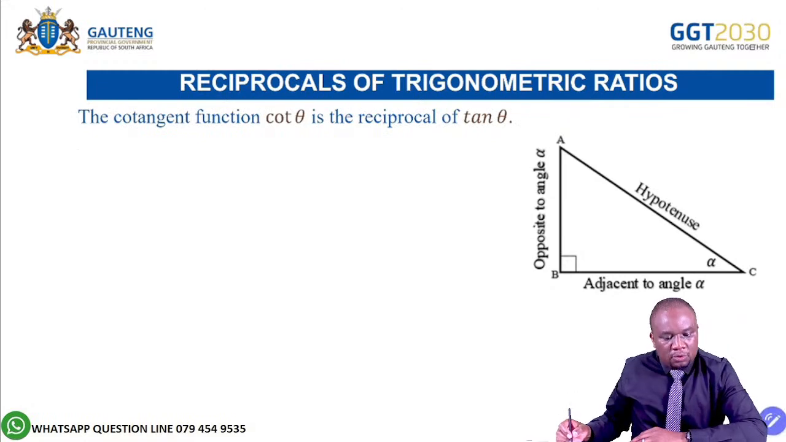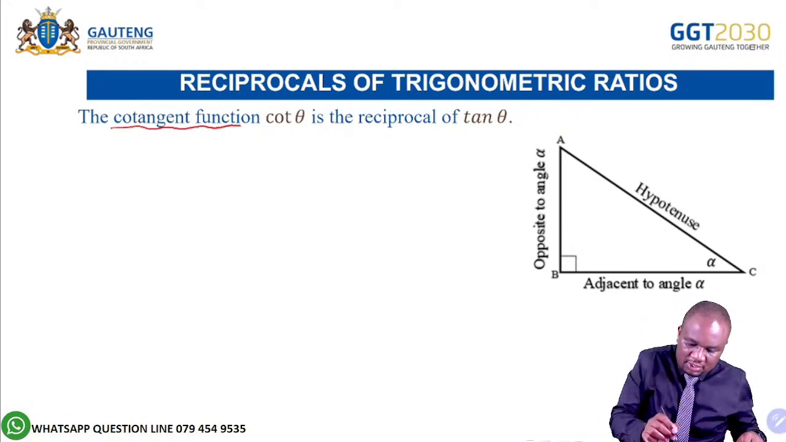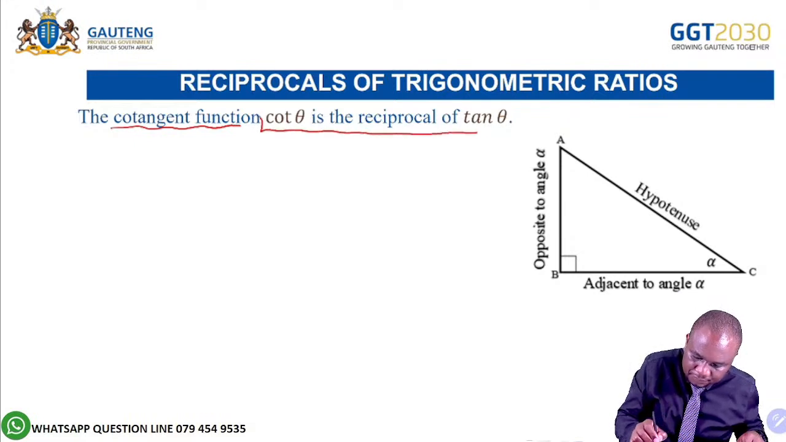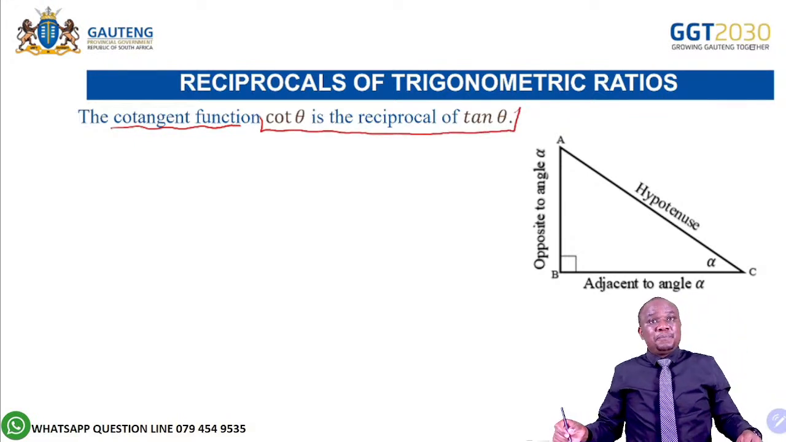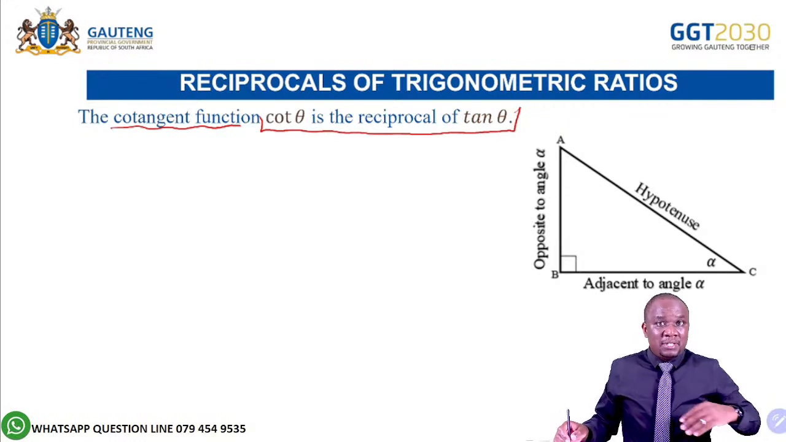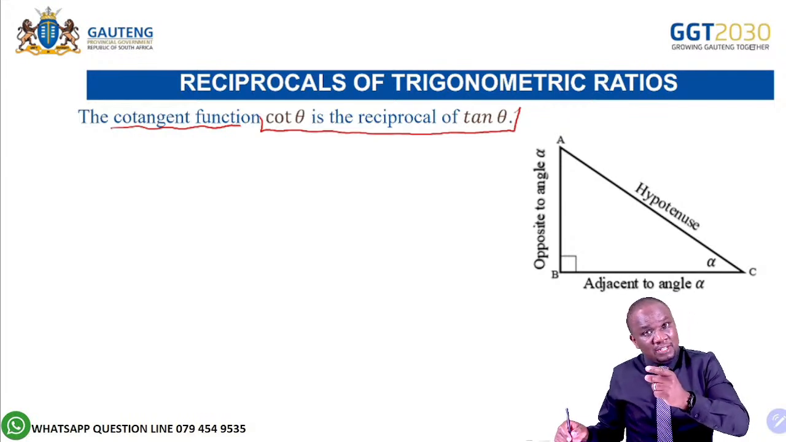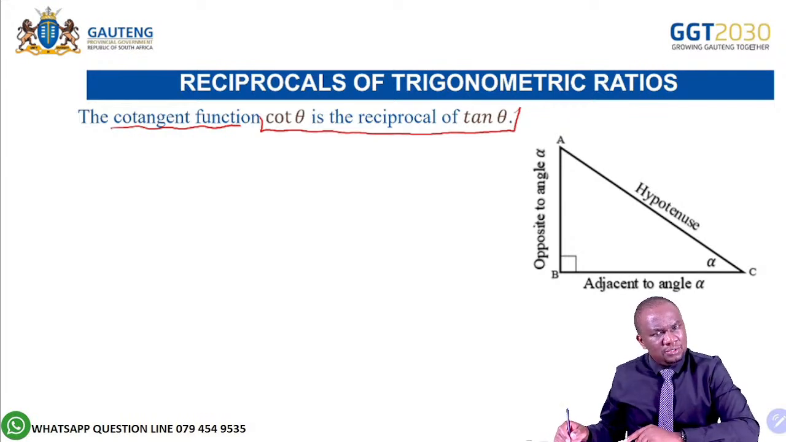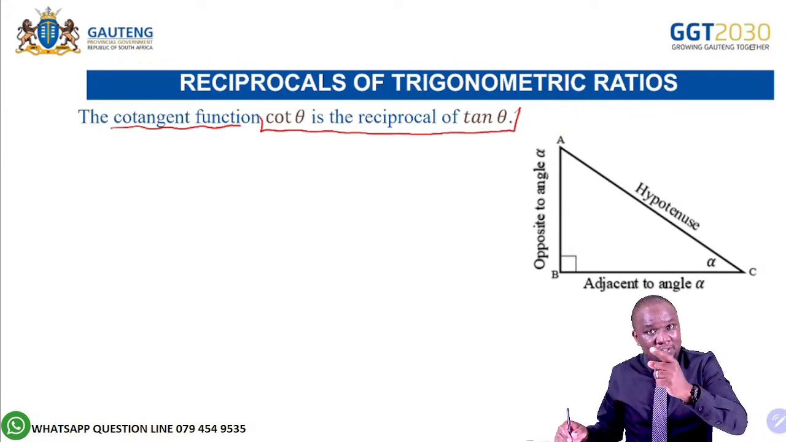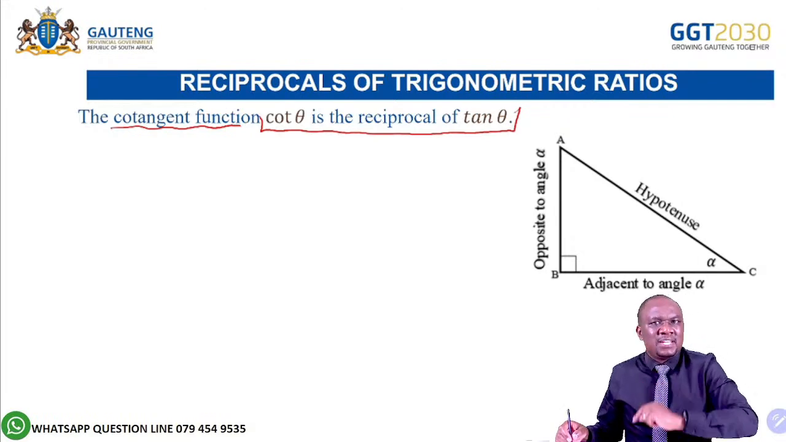And then the cotangent function, cot theta, is the reciprocal of tan theta. What is tan theta, by the way? Opposite side over adjacent side. So what will cot theta be? It's going to be adjacent side over opposite side, which is the reciprocal of opposite side over adjacent side.